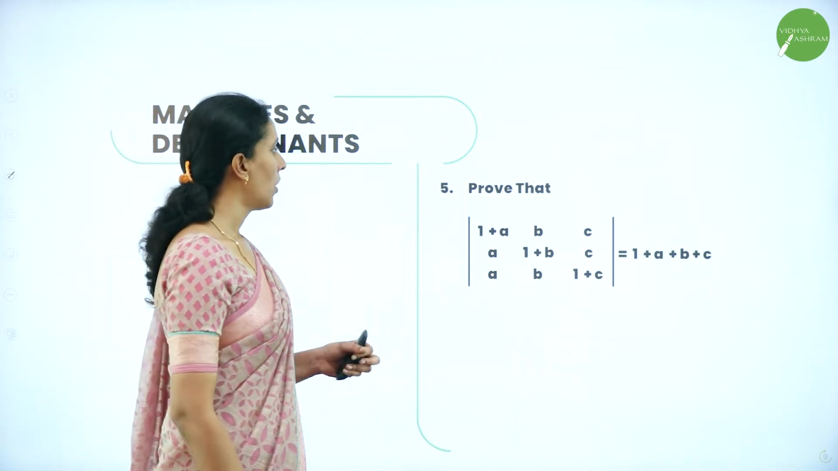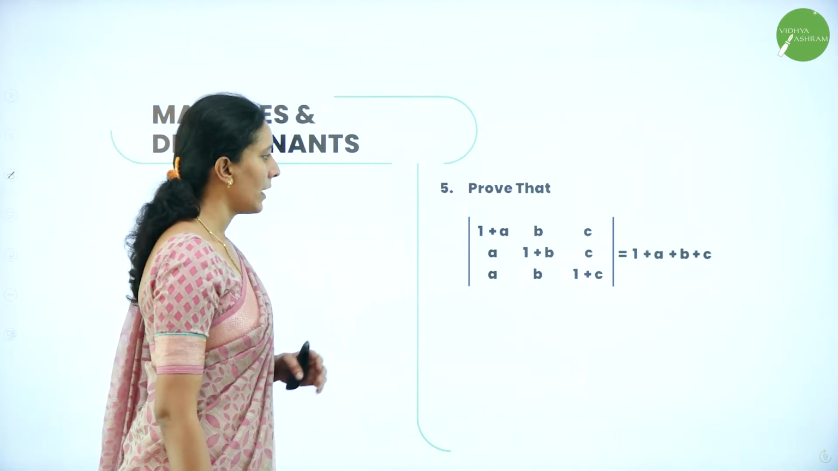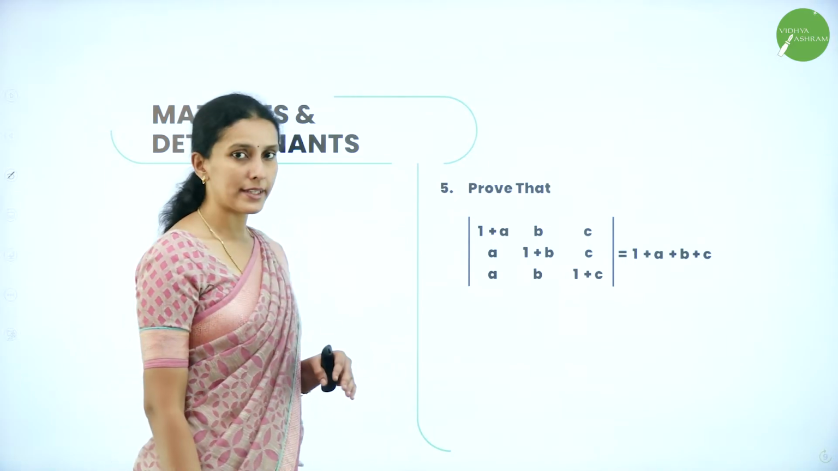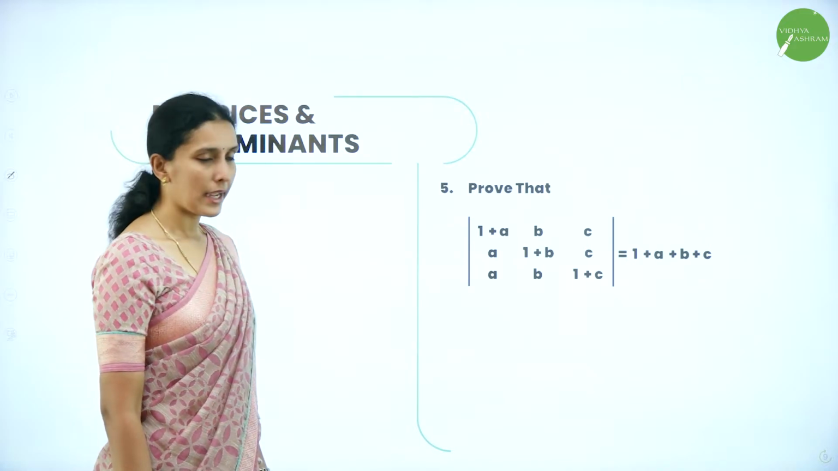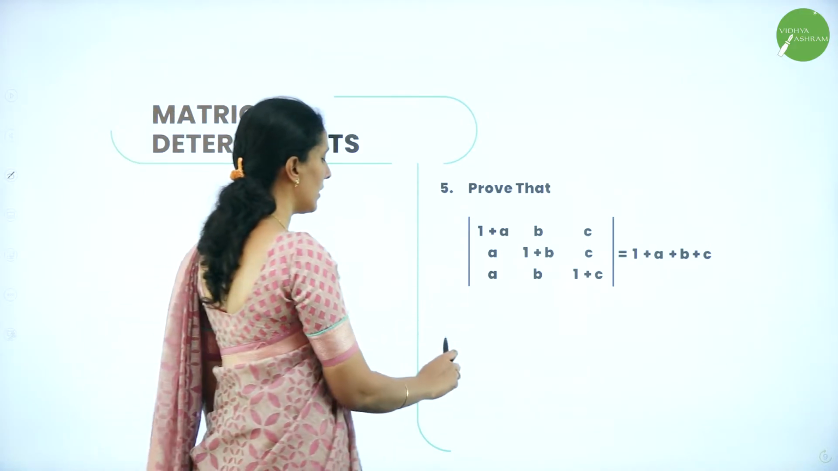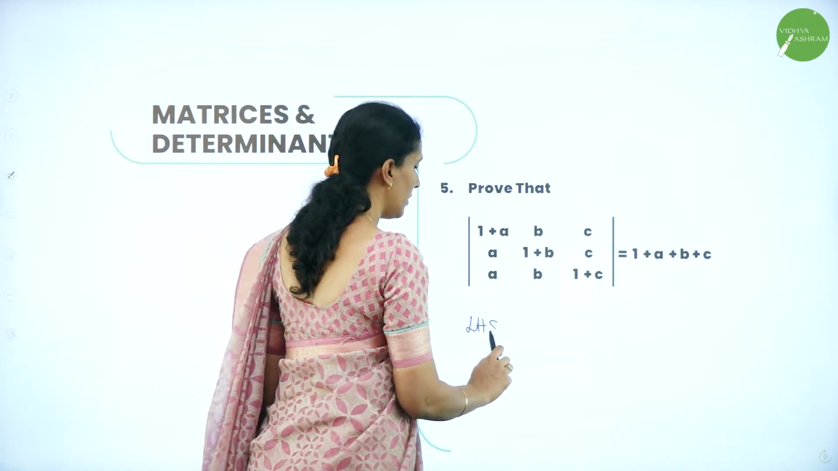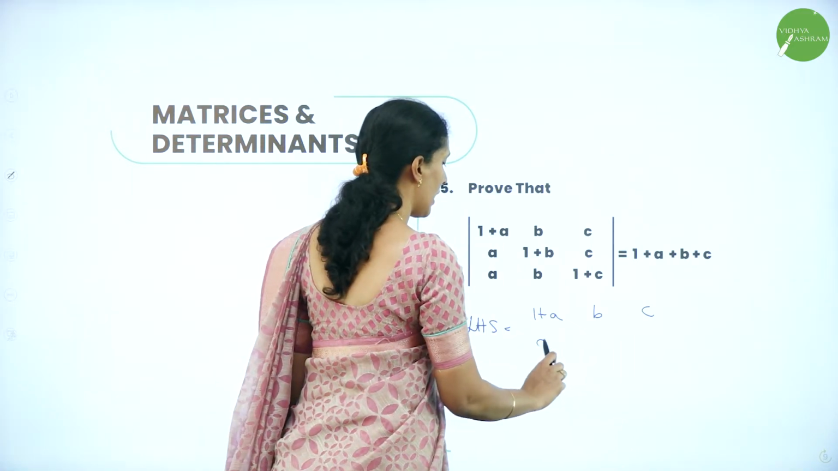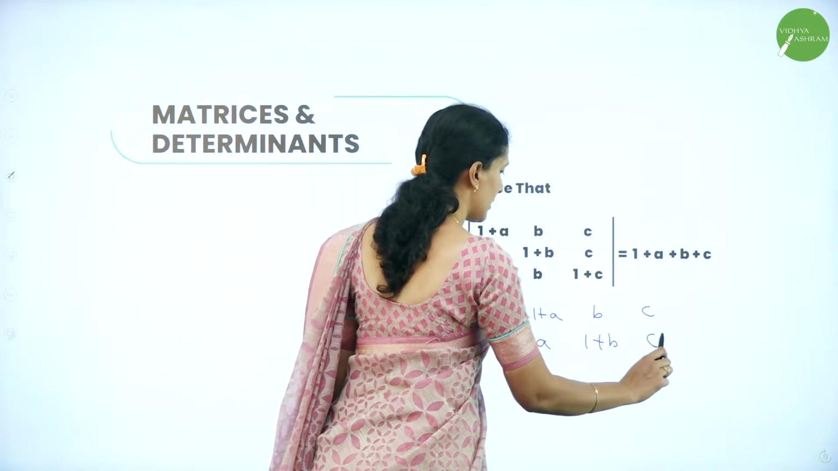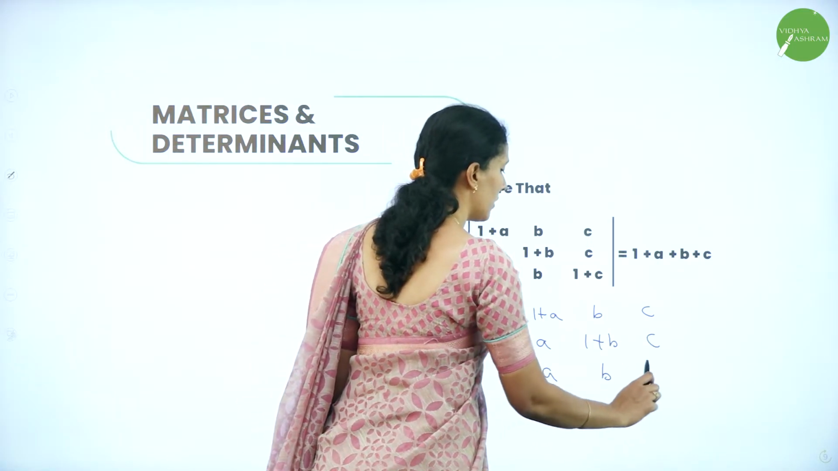Next question, prove that the determinant with rows 1 plus A, B, C; A, 1 plus B, C; A, B, 1 plus C is equal to 1 plus A plus B plus C. So consider the left hand side of the determinant, that is 1 plus A, B, C; A, 1 plus B, C; A, B, 1 plus C.